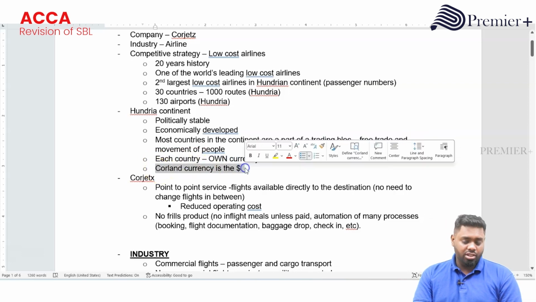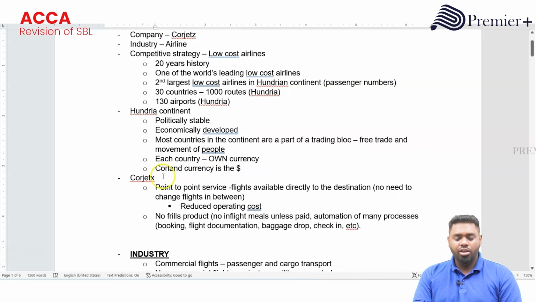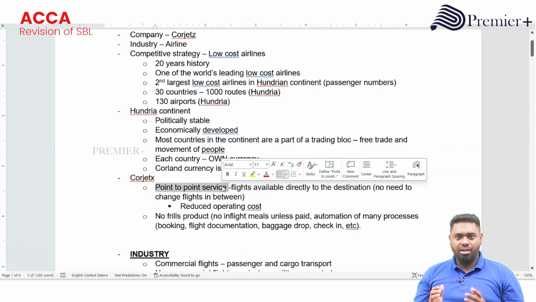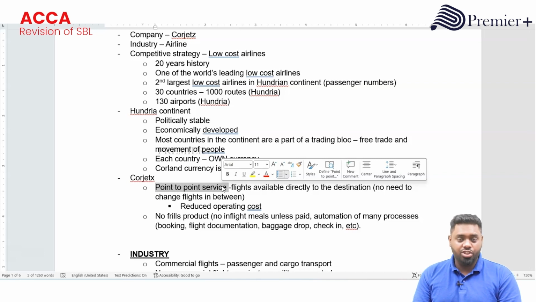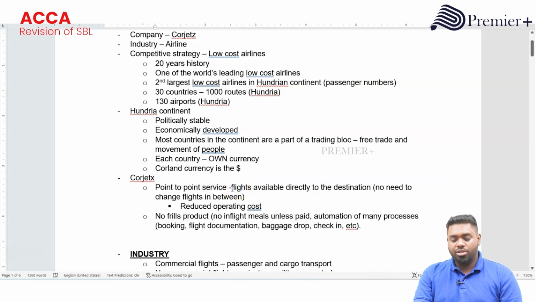Currency is the dollar. If you look at our company under consideration, Courgette, we are providing a point-to-point service where flights are directed from one location to another directly. There is no hub where the passenger has to take multiple flights. So point-to-point service where flights are available directly to the destination. No need to change flights in between.